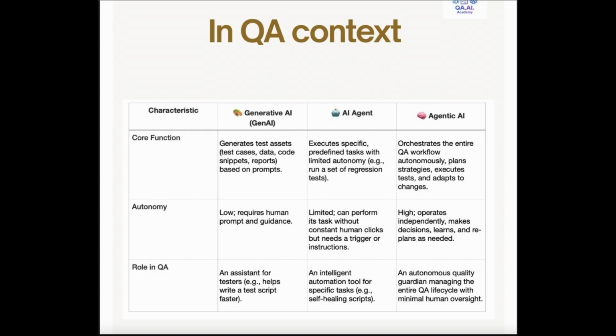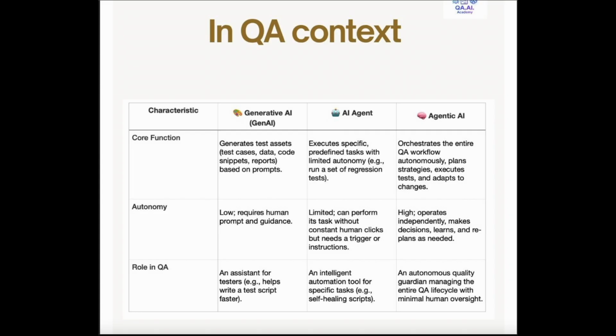In terms of autonomy, generative AI is very low, requires human prompt and guidance. But an AI agent has limited autonomy, can perform its task without constant human clicks, but needs a trigger or predefined steps, as I mentioned. But coming to agentic AI, it is fully autonomous, operates independently, makes decisions, learns, and replans if required.